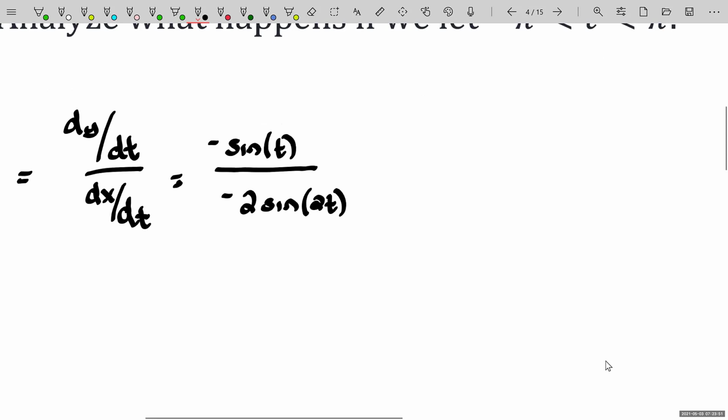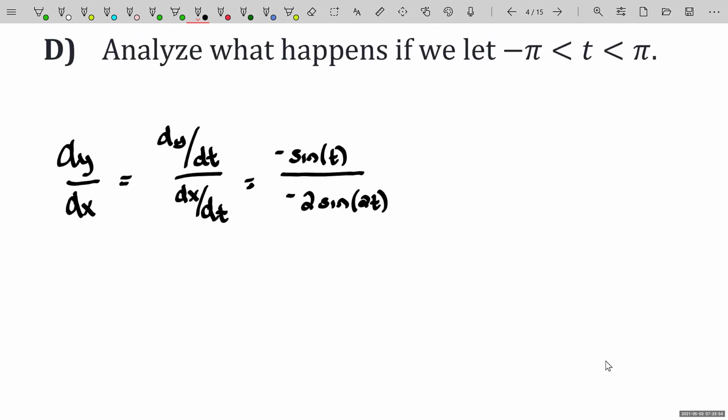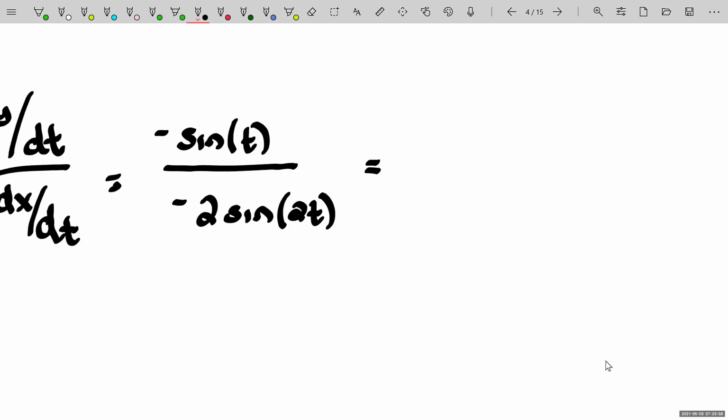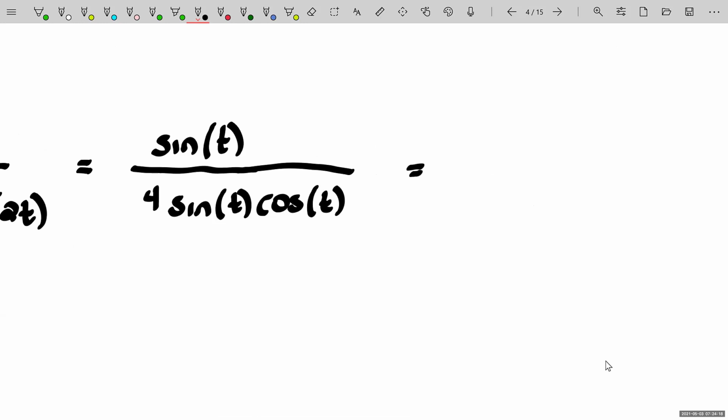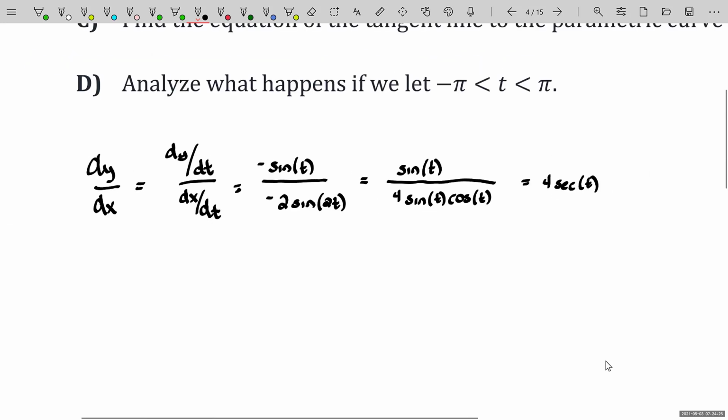And then what you should do, if you can, is do a little simplification. Whenever you see a trig identity, use it. Also, if you have 2 negatives there, let's cancel the negatives. So that's sine of t over 2 sine of 2t, but sine of 2t is twice sine cosine. So it's going to be 4 sine of t cosine of t. It's just very helpful. And then you can cancel the sines as well. And so this will be 4 times 1 over cosine, or 4 secant of t. That would be the derivative.